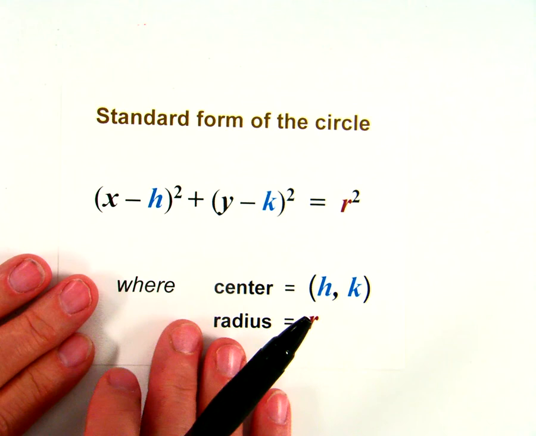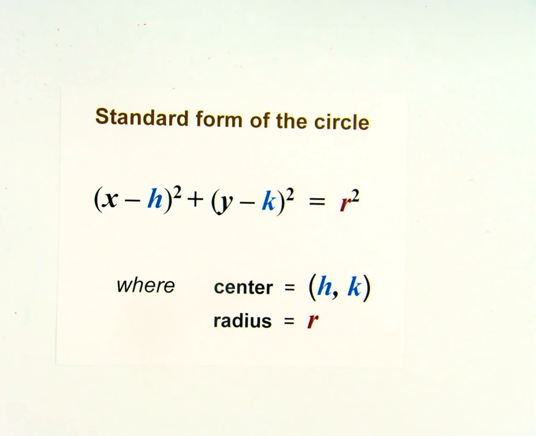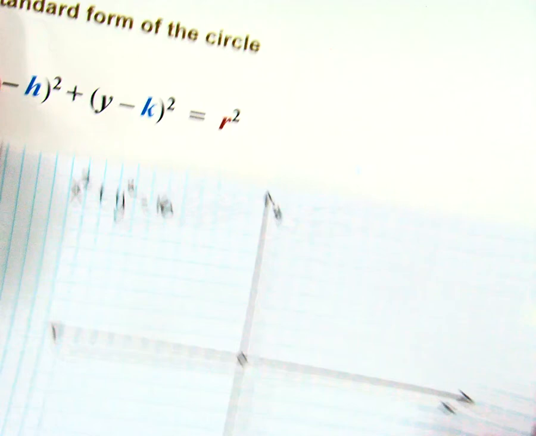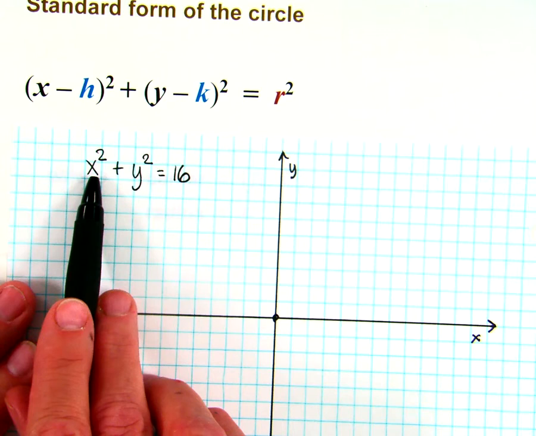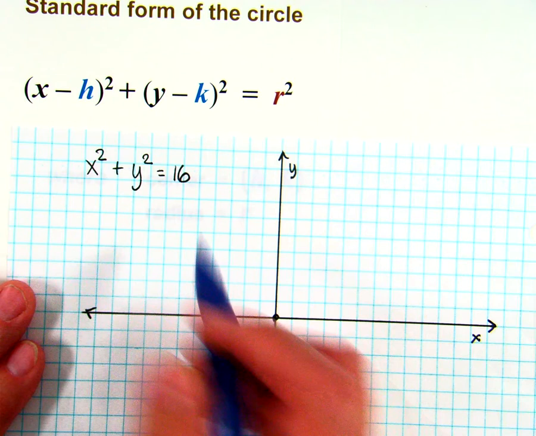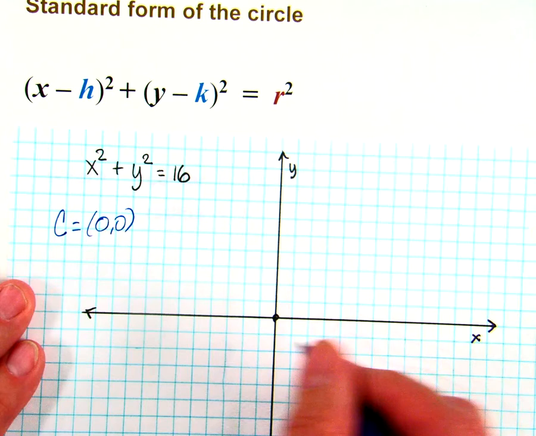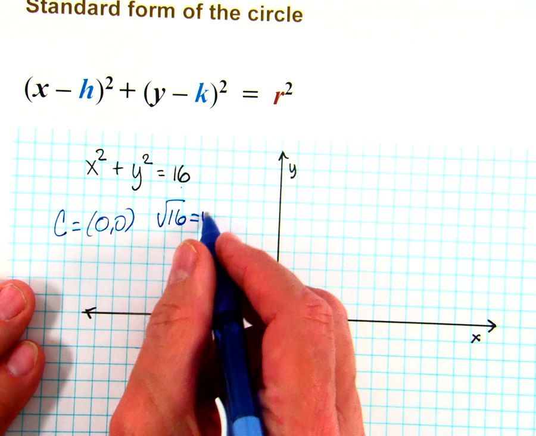So now what are we going to do just to graph a circle? Okay, well, we'll remember our standard form. So I know that's the standard form, so that must have been x minus 0. And that must have been y minus 0 since it's not there. So the center is at 0, 0. Then the radius is the square root of 16, which is 4.